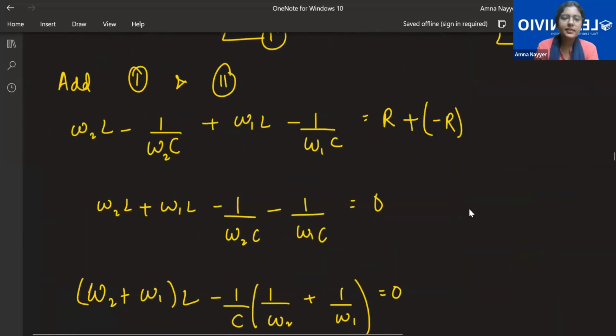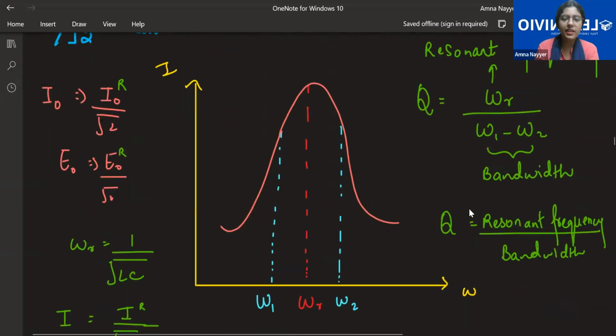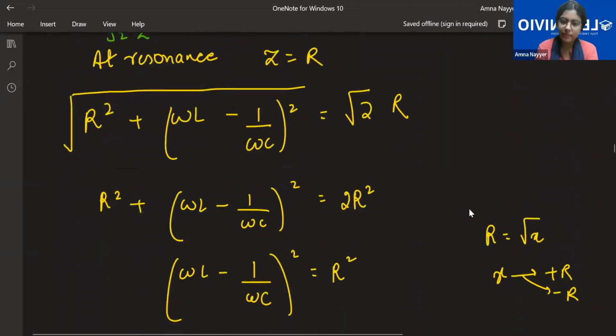So recently this quality factor's derivation has not come in the exam. Let's see. Please write it.